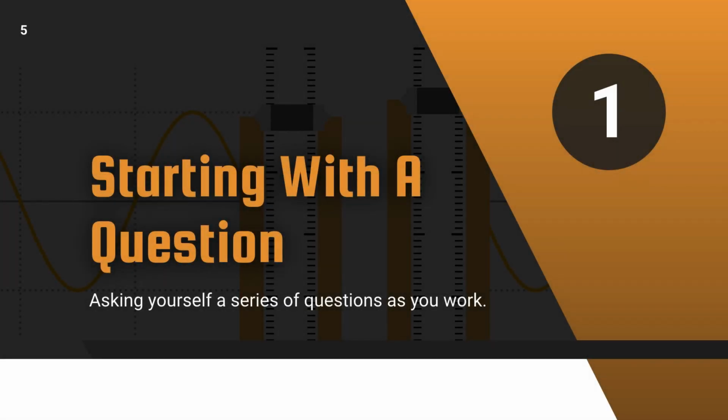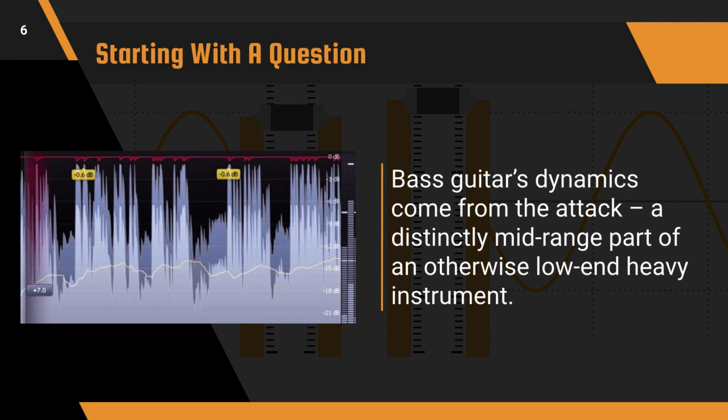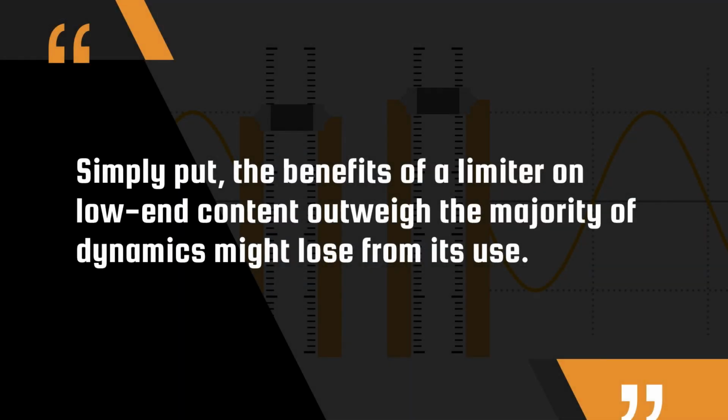Whenever you're mixing, you should be asking yourself a series of questions as you work. Is there too much of this? Can I hear this clearly? Is this wide enough? When it comes to low end and limiting, the question should be, how dynamic does this really need to be? Dynamics are great for the majority of your session, but when it comes to low end content, they're not nearly as perceivable. Your bass guitar's dynamics come from the attack, a distinctly mid-range part of an otherwise low end heavy instrument. The same goes for the click of your kick drum. Simply put, the benefits of a limiter on low-end content outweigh the majority of dynamics you might lose from its use. For situations where you need to preserve a little bit more dynamic of a signal, there are options for that too that we'll get into in just a bit.